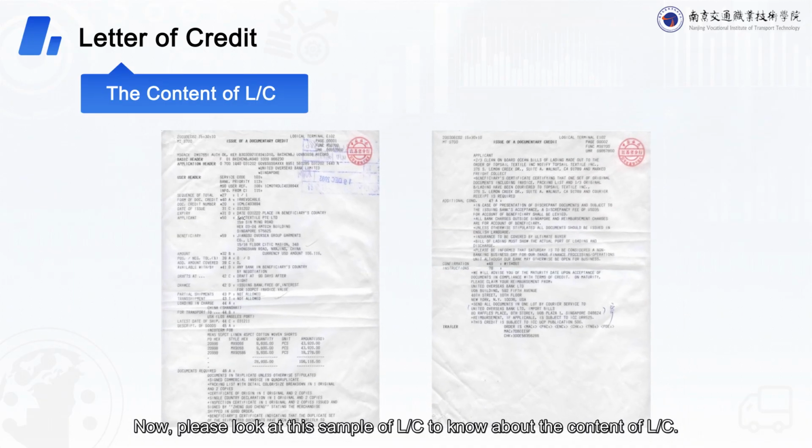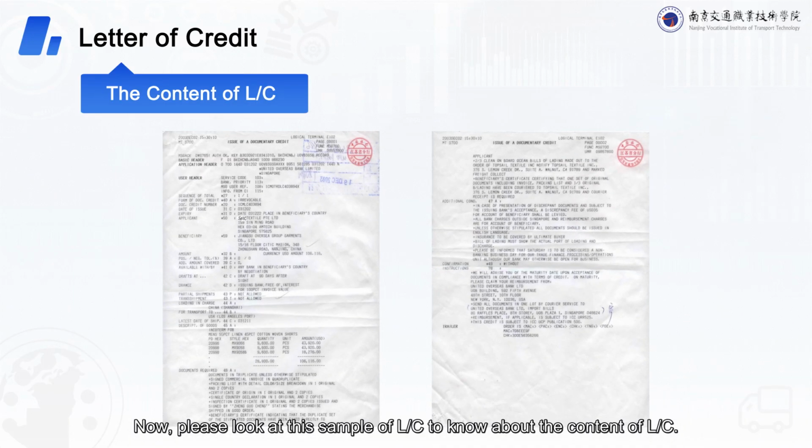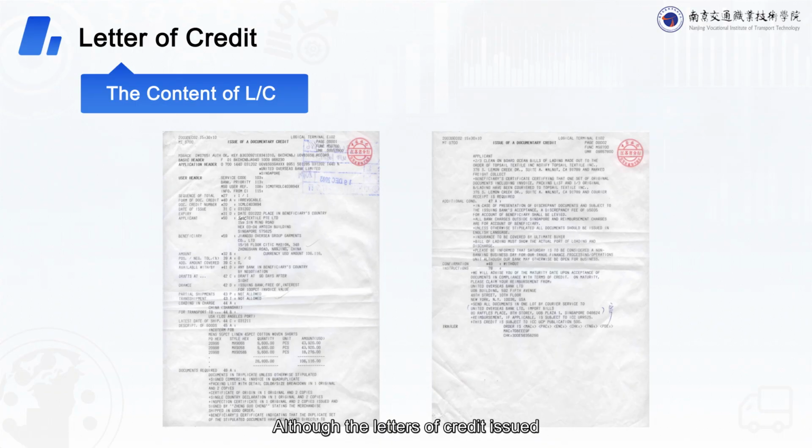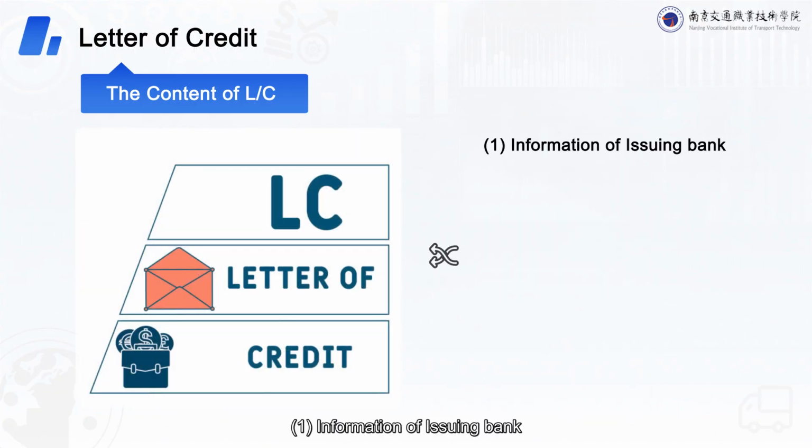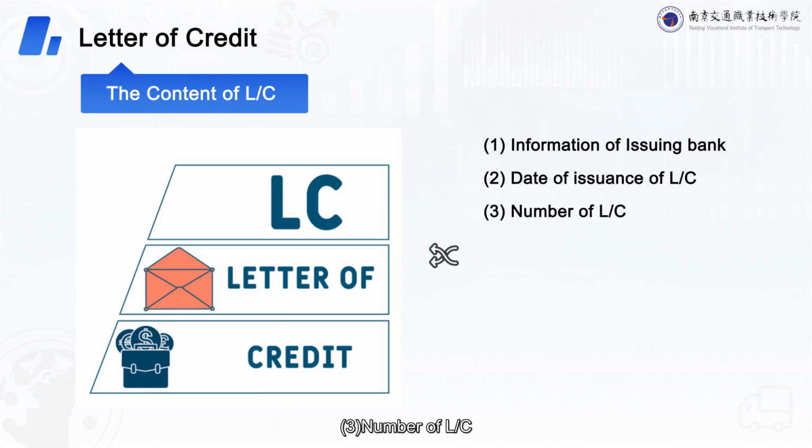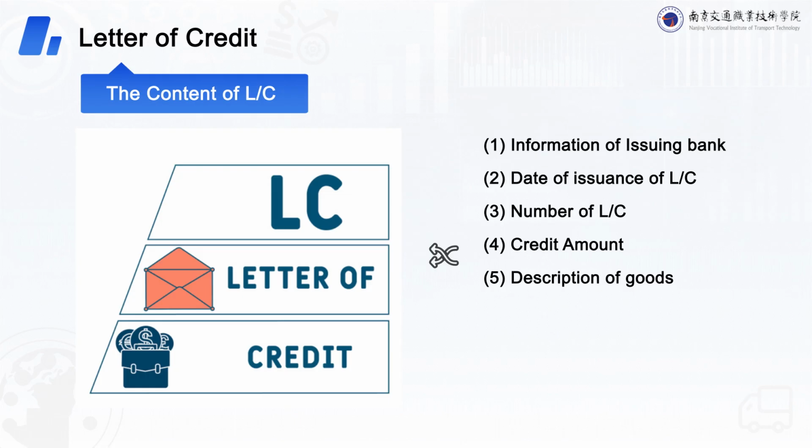4. The content of LC. Now please look at this sample of LC to know about the content of LC. Although the letter of credit issued by different banks have different forms, they all contain the following main contents. 1. Information of issuing bank. 2. Date of issuance of LC. 3. Number of LC. 4. Credit amount. 5. Description of goods.